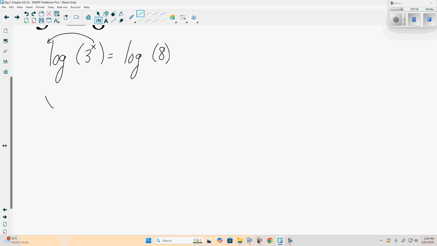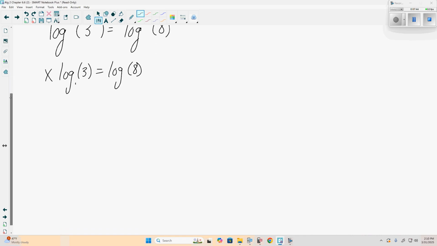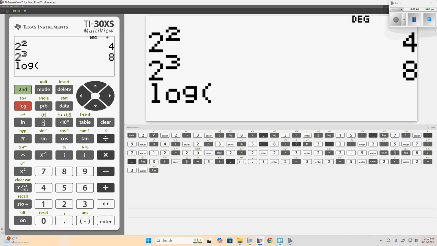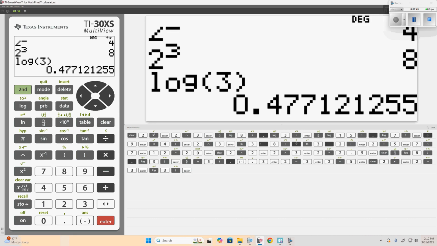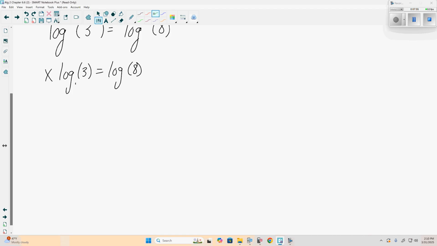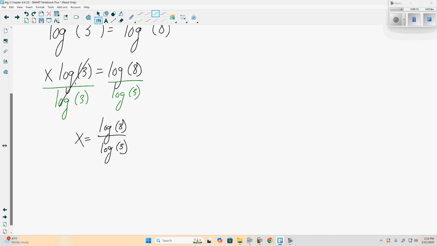We move the x over, telling us x log of 3 is equal to log of 8. Now, if we look at the calculator, log of 3 is not 1 anymore, and that's fine. So at this point, to get x by itself, we're going to divide by log of 3. Log of 3 divided by log of 3 simplifies, telling us x is log of 8 over log of 3.